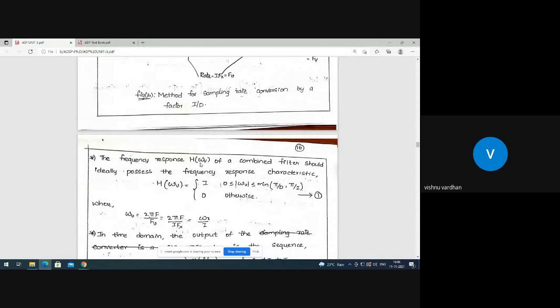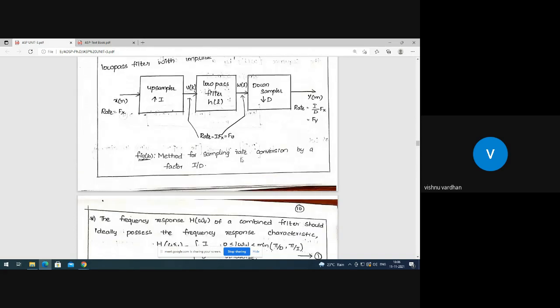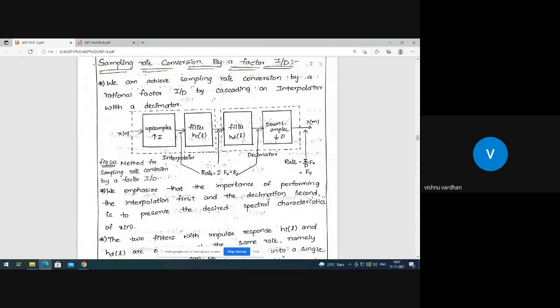See, the frequency response H of omega V of a combined filter should ideally possess the frequency response characteristics H of omega V equals I, when omega V is from 0 to the minimum value of pi by D and pi by I. Since for the interpolator, the low pass filter is at the second stage, and for the decimator, the low pass filter is at the first stage, we are cascading them so that we get a sampling rate conversion by factor I by D.